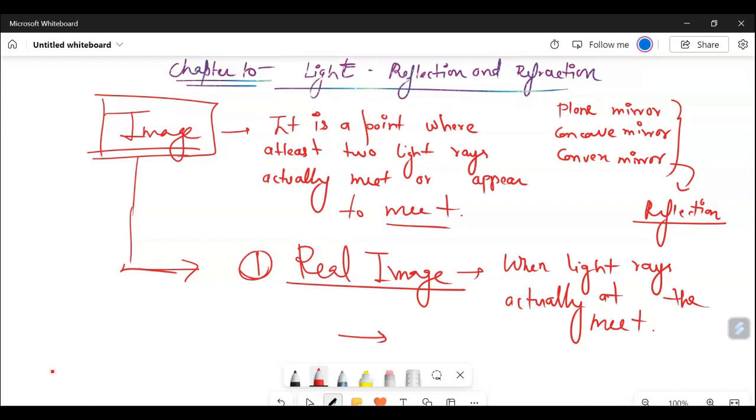you have seen the cinema, right? So from the projector, light is coming out and it is falling on the screen. So you can see the image on the screen. Real image can be obtained on the screen.